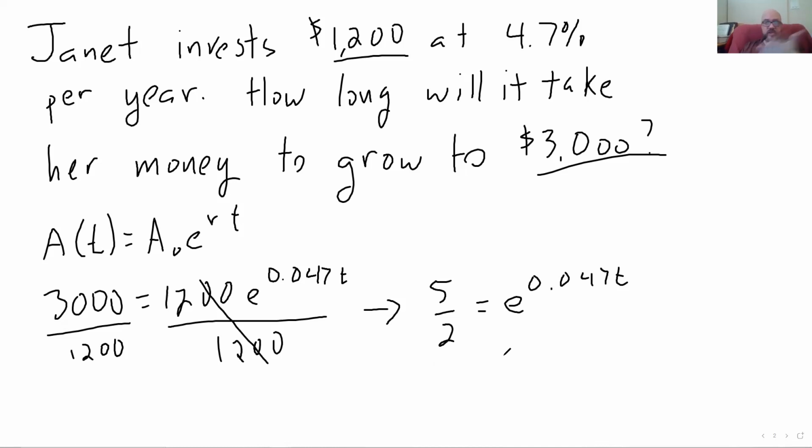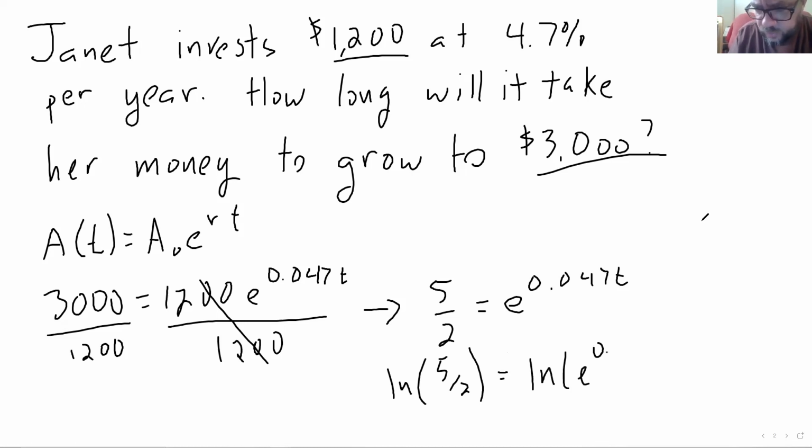So anyway, we're going to solve this equation largely the same way we did the last one. It's actually going to be even easier. We're going to use natural log again, of course. So I'm going to do ln of 5 over 2, or 2.5 if you like, equals ln of e to the 0.047t. And then I'm going to go over to the next page and rewrite that. So we have ln of 5 halves equals ln of e to the 0.047t.